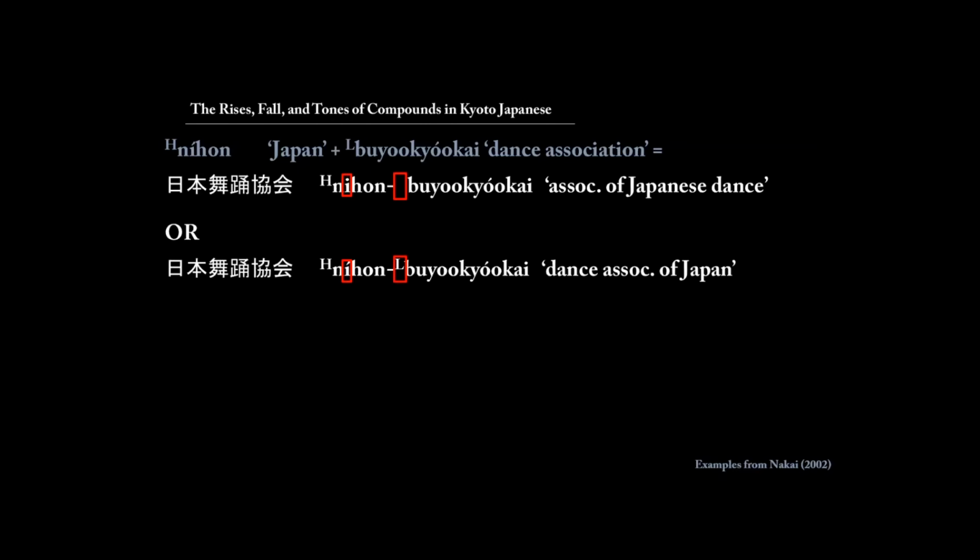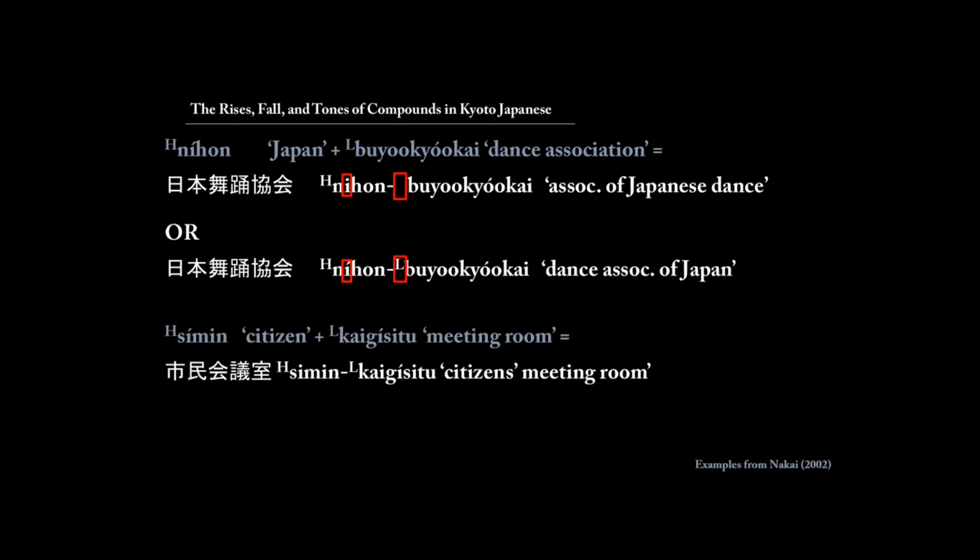Furthermore, there are actually different ways to keep or lose accents and tones. For example, if we take a look at the combination of Shimin and Kaigishitsu, then we get Shimin Kaigishitsu, which is citizens meeting room. And we see in the first word that the accent has been lost, just like the first word in the top compound. But in the second word, the tone has been kept, just like the second word in the second compound there. So why does this happen?